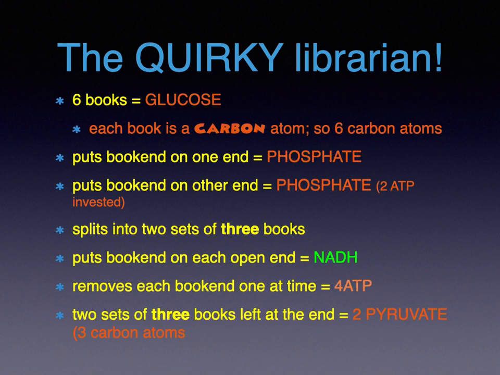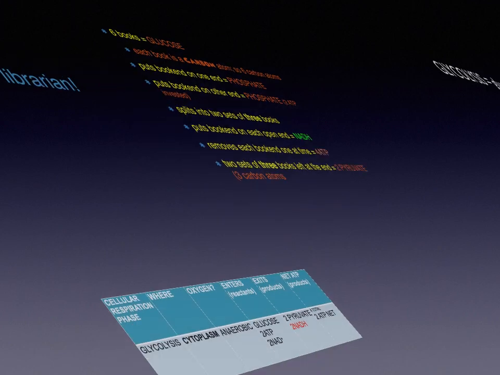We're going to split it in 2 sets of 3 books, and then when you put a bookend on each open end, NAD shows up, steals 2 electrons, and hooks the bookend on for free, to follow our silly story. And then you're going to remove each bookend. That's 4 phosphates, so you make 4 ATP. And then you've got 2 pyruvates left at the end, which are 3 carbon atoms.